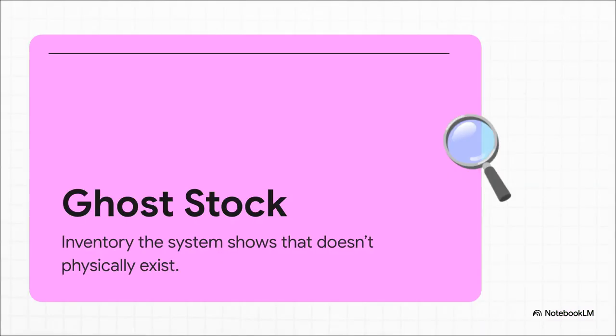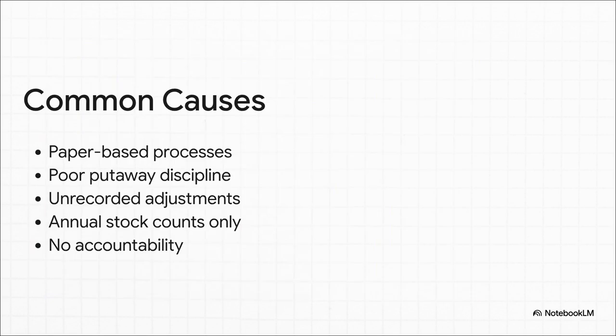Ghost stock is exactly what it sounds like. It's inventory that your system swears you have, but it's just not there. It's like a digital phantom haunting your warehouse, and believe me, it is the root cause of so many operational headaches. So how do these inventory ghosts even get created?